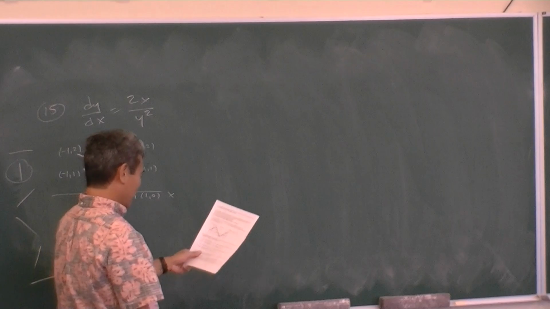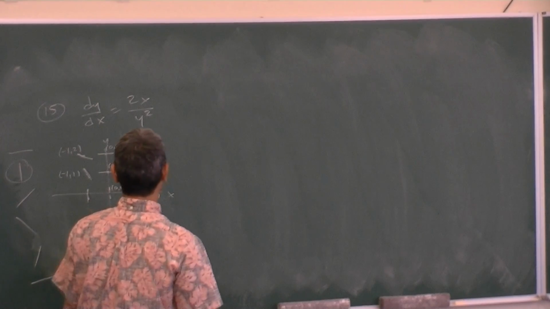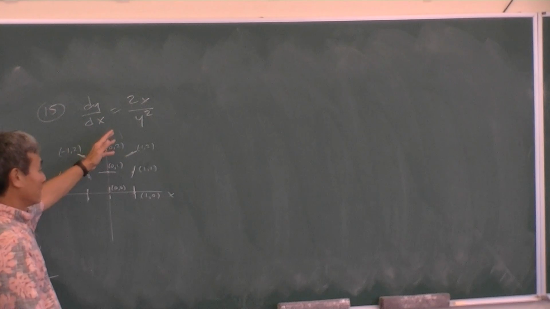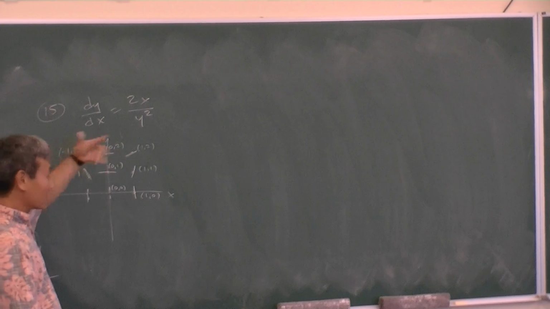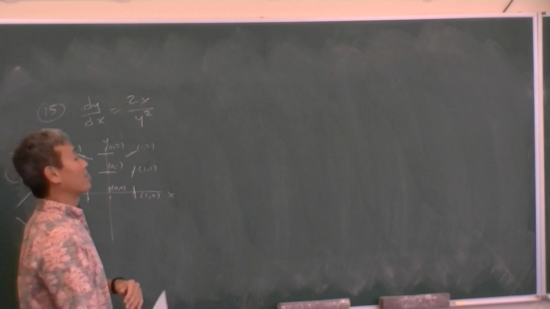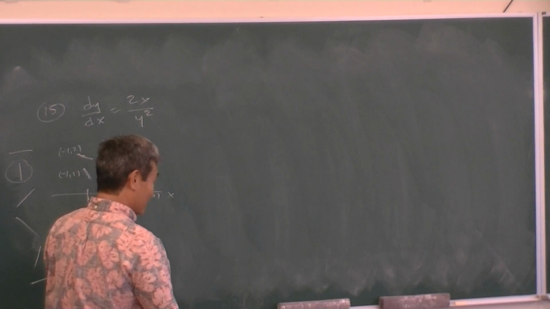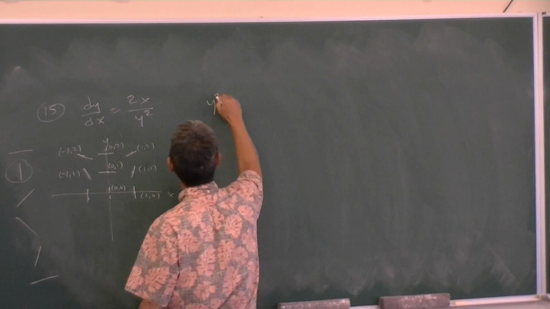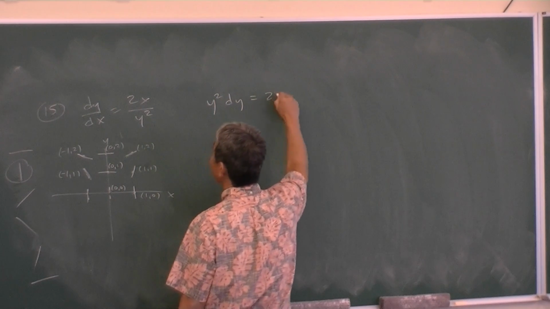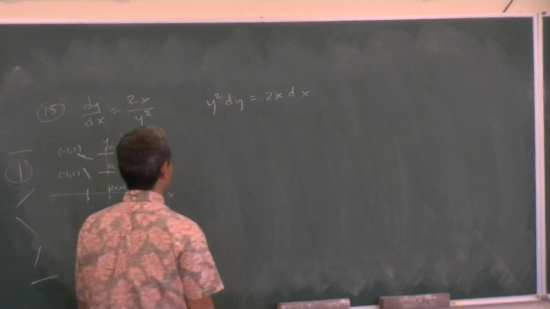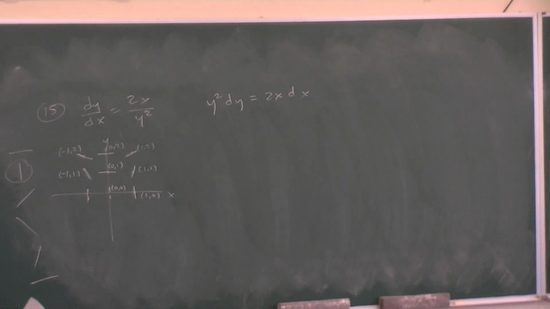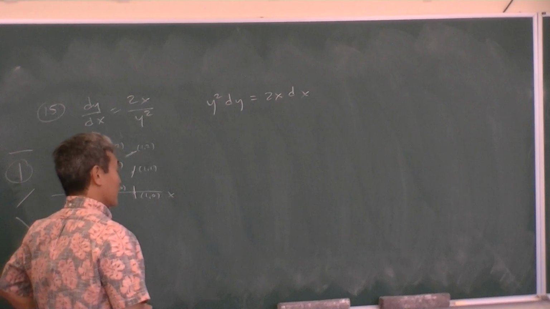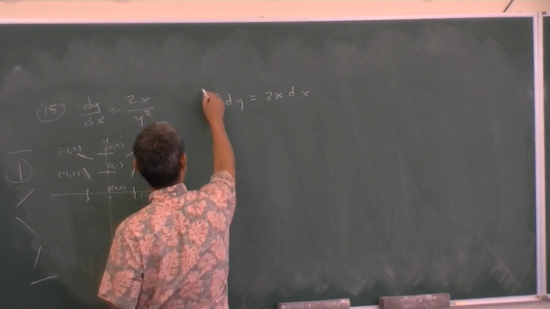Okay, next. Solve the differential equation. How do you solve a differential equation when you have x's and y's in it? What's the technique that we learned? Separate the variables, or we call it segregate the variables. You put all the y's on the left with the dy, and all the x's on the right with the dx. That's called segregating the variables. What's the next step? You integrate both sides.